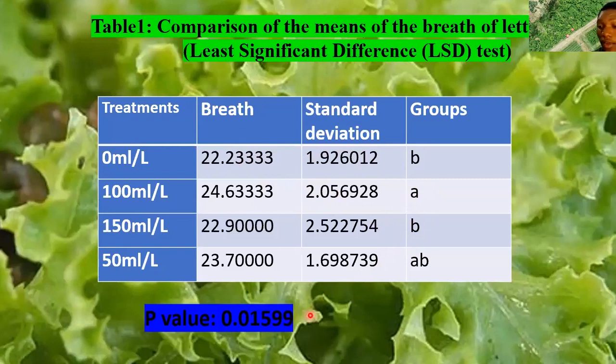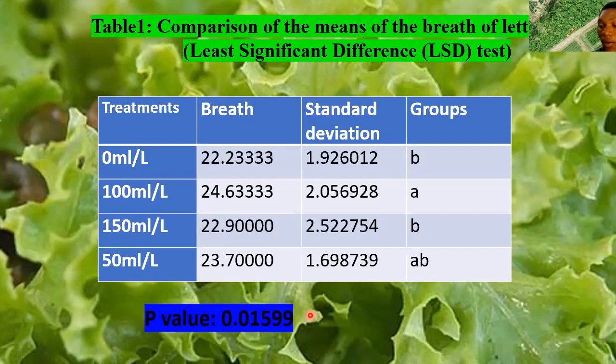Just to say, the null hypothesis of our experiment was that there is no statistically significant difference or relationship between different concentrations of biostimulant applied to the lettuce plant and the growth of the lettuce in terms of height, number of leaves, the breadth of the plant, and the root development. The alternative hypothesis was that there is indeed a statistical difference or relationship between different concentrations of the biostimulant applied to the lettuce plants and their growth.